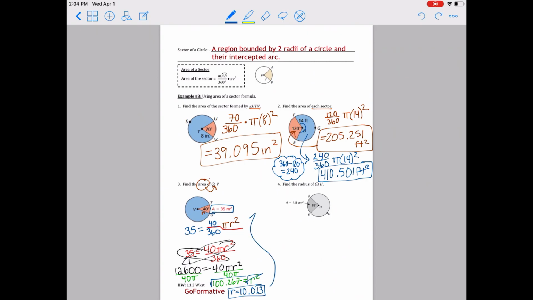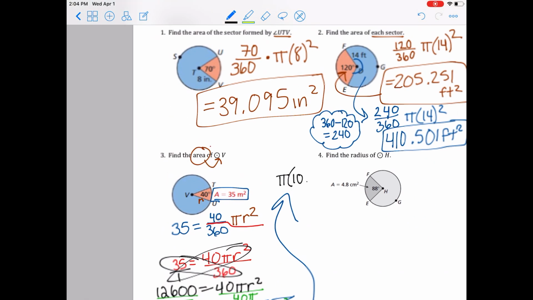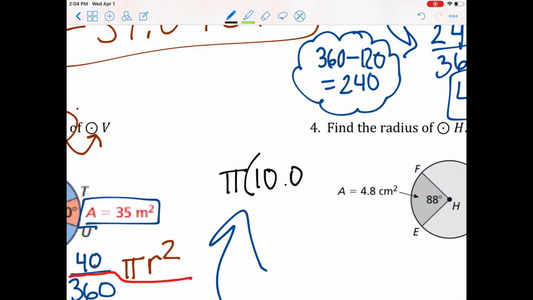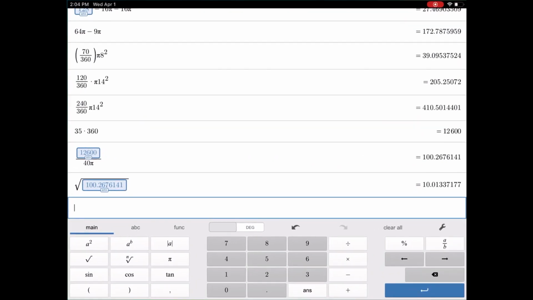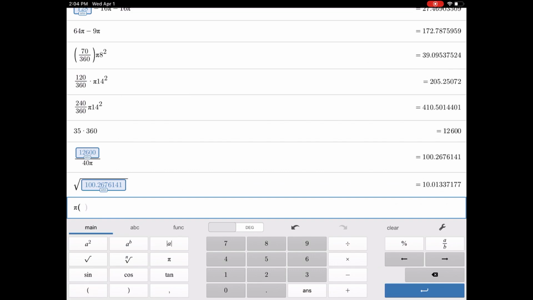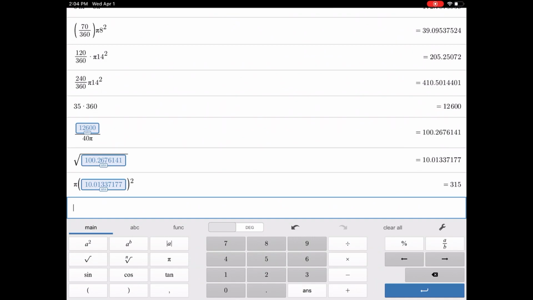So I'm going to put an arrow up here. We're going to start that. So we just have to do pi r squared, and our r was 10.013. And that will find the area. So pi, and then parentheses, I'm just going to put the answer in there, and then square that. We get 315. Do you see what happens when we use the exact answer?